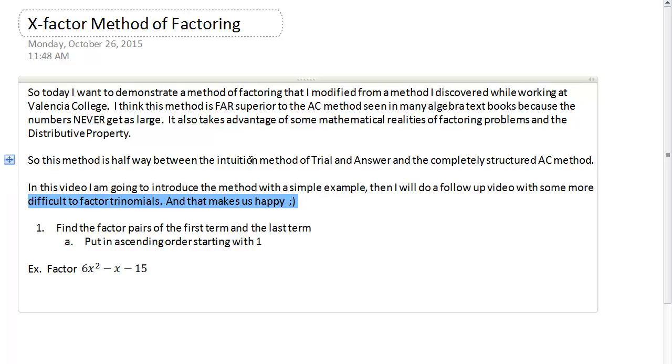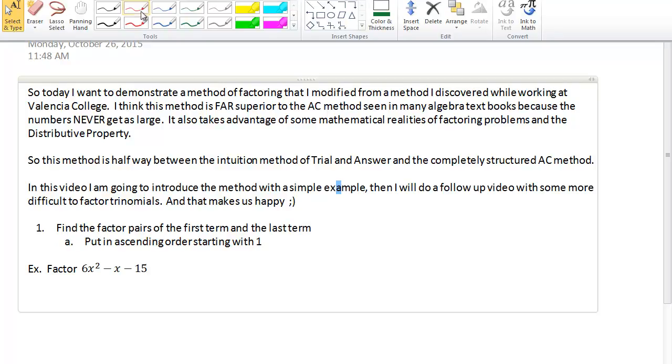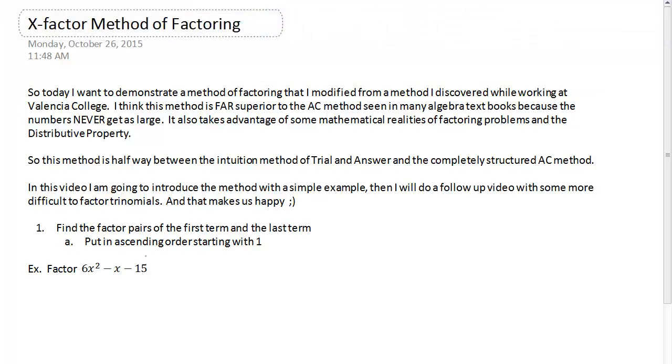All right. And so to start, what you want to do is find the factor pairs of the first term and the last term, okay? And specifically, you want to make sure that you put these in order, starting with 1. So now, it's been a while since I used my pen to do something like this, but that's what I'm going to do now, all right?